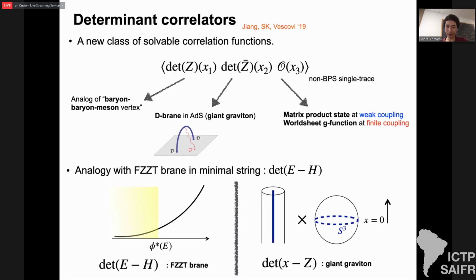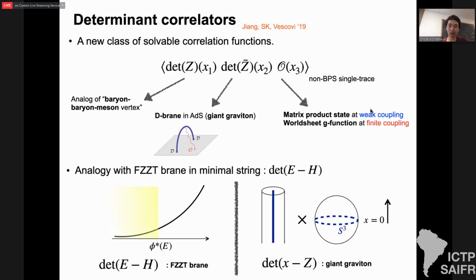Two years ago, we found a new class of solvable correlation functions, which is basically the 3-point function of 2 determinant operators and 1 single trace non-BPS operator. There are several nice properties of this 3-point function. For example, it is in some sense an analog of the baryon-baryon-meson vertex in large N QCD, so this is like a adjoint version of that. Secondly, it has a nice holographic description. The determinant operator is dual to a D-brane in AdS, which is called a giant graviton. Another nice feature is that you can compute it at weak coupling using a matrix product state and at finite coupling using the techniques of the g-function, both of which I'm going to describe in the next slides.